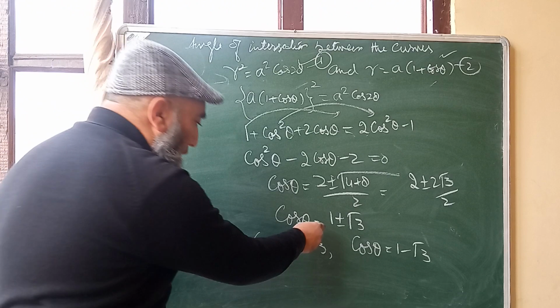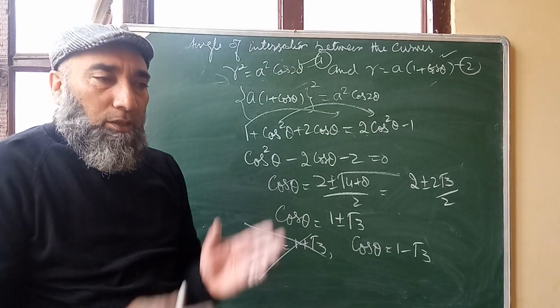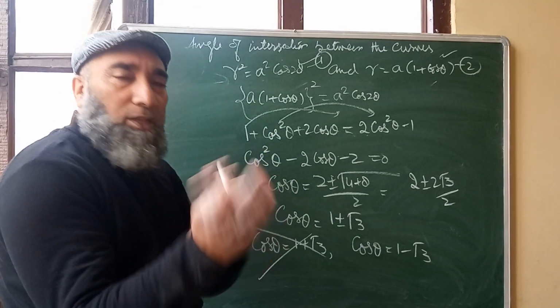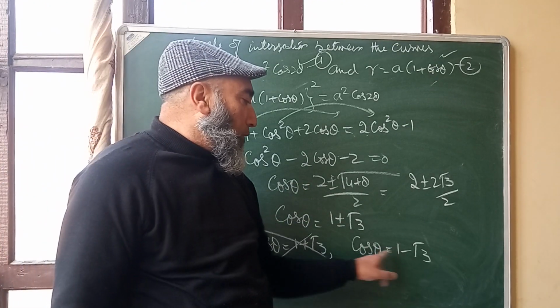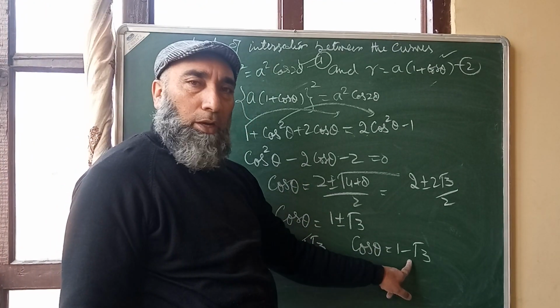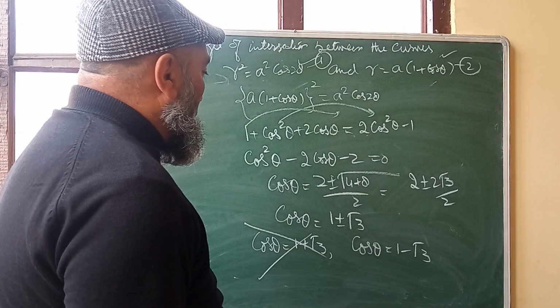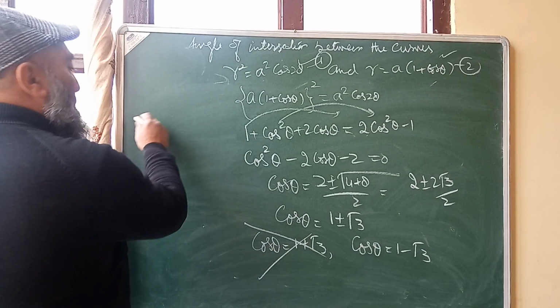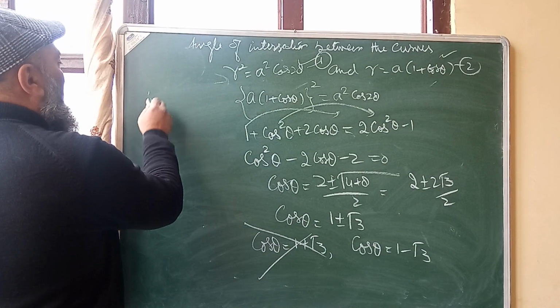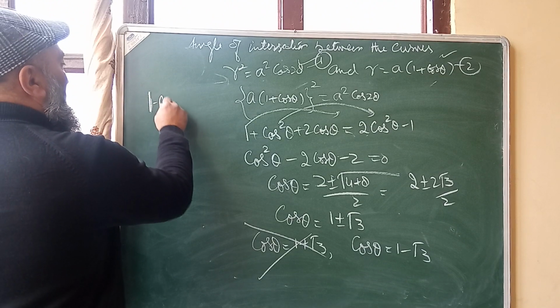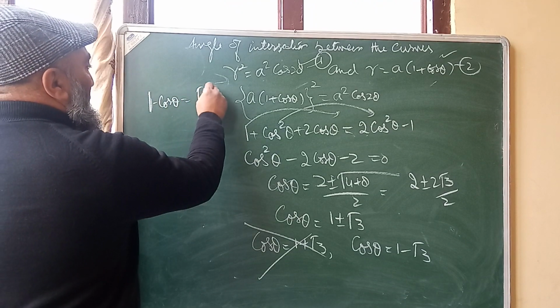Now you know cos cannot be 1 plus root 3 because the value of cos and sine lies between minus 1 and plus 1. This is less than 1, so cos theta will be 1 minus root 3. So when cos theta is 1 minus root 3, 1 minus cos theta is equal to root 3.